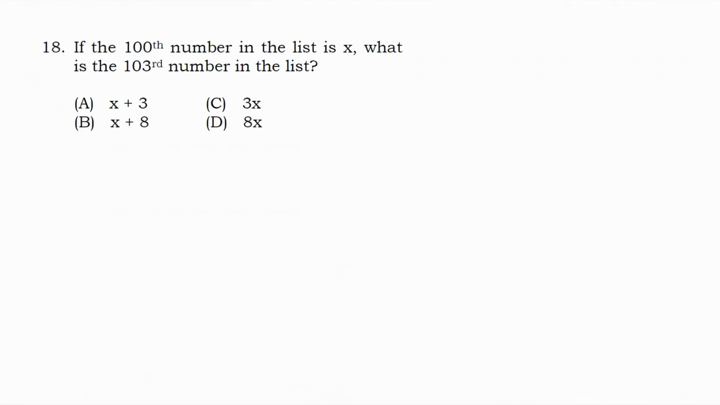Number 18, if the 100th number in the list is X, what is the 103rd number in the list? So, ayan, meron kang pang 100 na number. So, 101, 102. And then, yung pinapahanap sa atin is yung pang 103rd na number. So, yung sa 100th number is X. So, hahanapin natin yung sa 103rd.